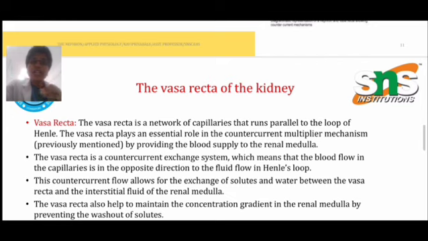This countercurrent flow allows the exchange of solute and water between the vasa recta, the network of capillaries, and the interstitial fluid in the renal medulla. So the vasa recta exchanges solute and water between the network of capillaries and the interstitial fluid in the renal medulla.